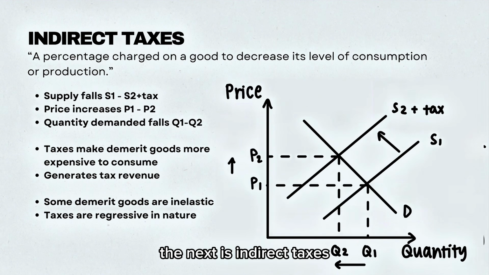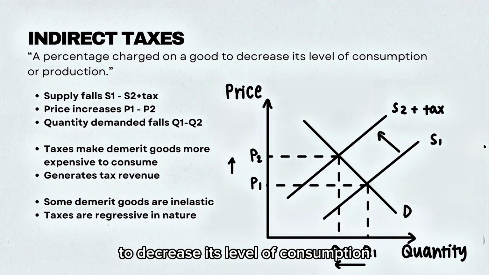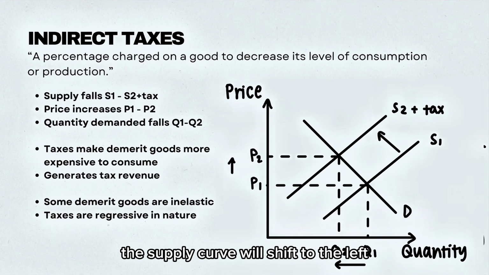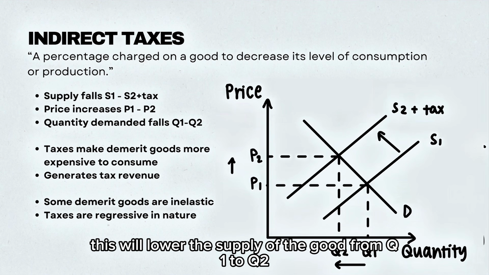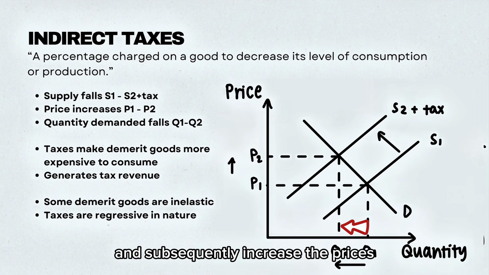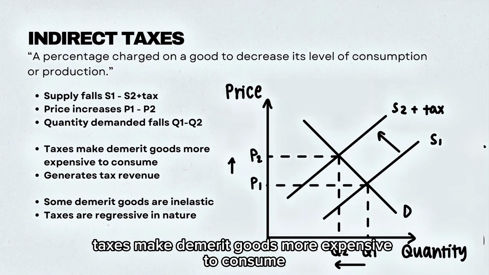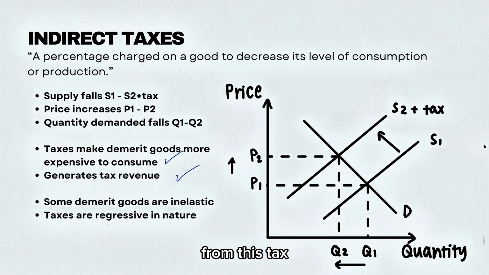The next is indirect taxes. This is a percentage charged on a good to decrease its level of consumption or production. When the government applies a tax on a good or a service, the supply curve will shift to the left from S1 to S2 plus tax. This will lower the supply of the good from Q1 to Q2 and subsequently increase the prices from P1 to P2. Taxes make demerit goods more expensive to consume, and the government will generate tax revenue from this tax.